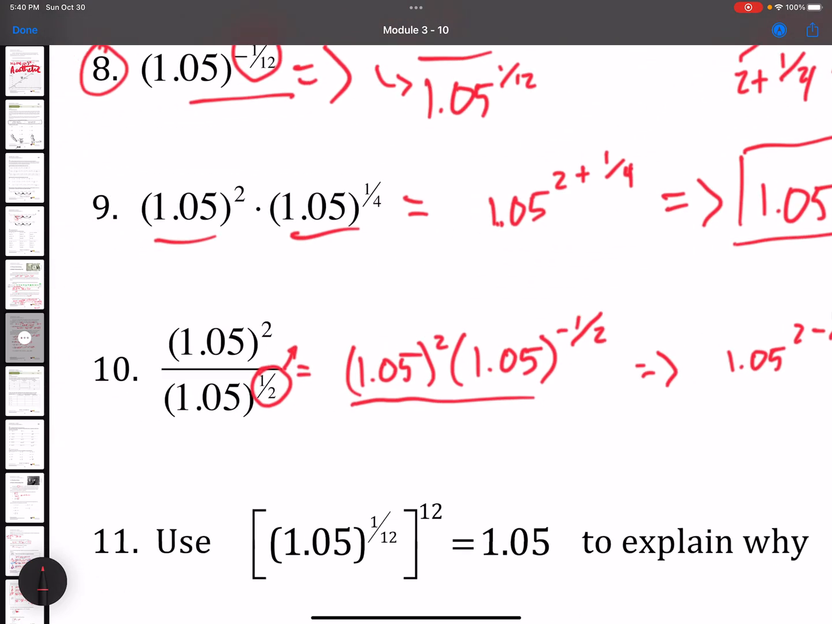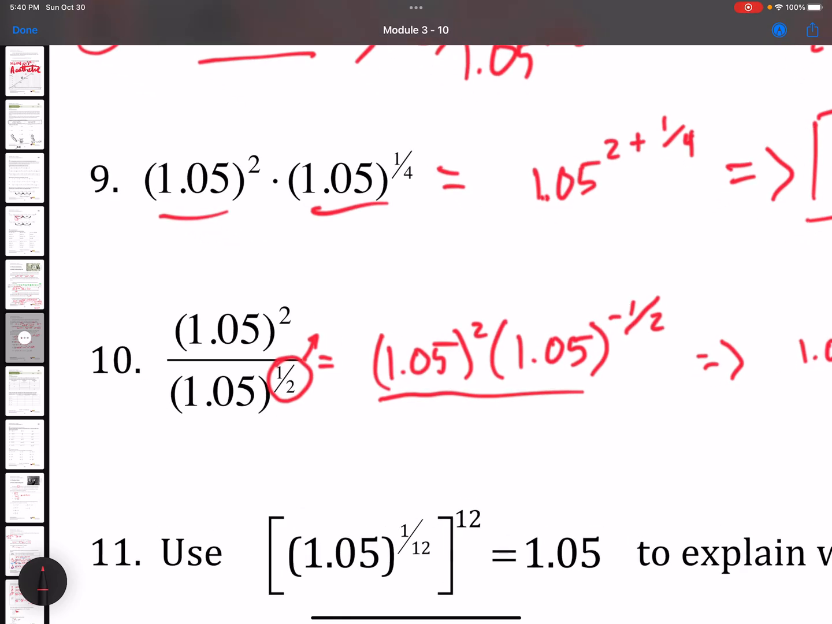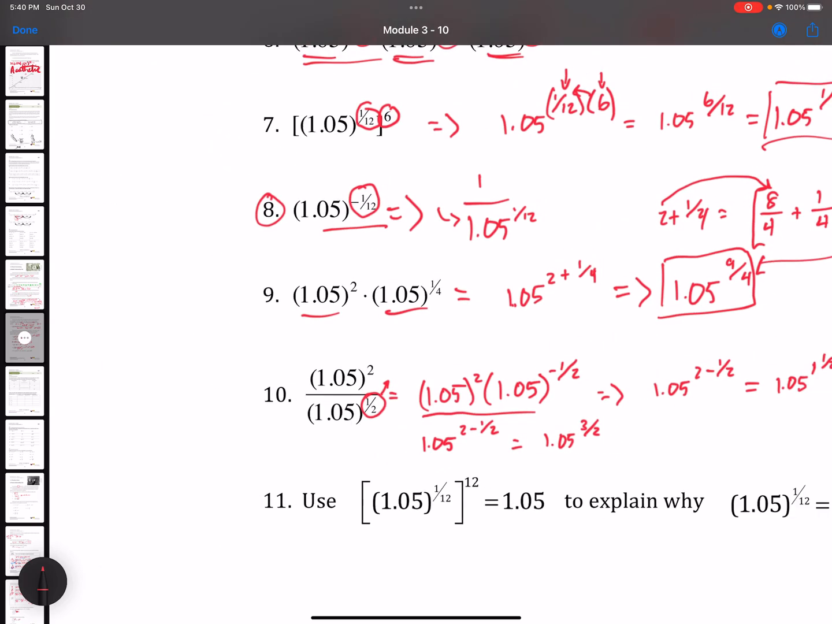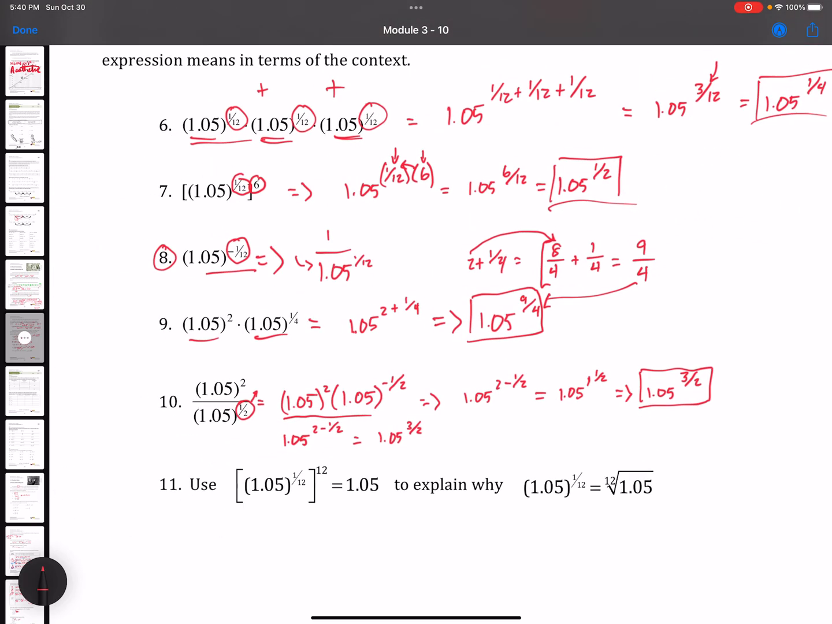Now, that's a way that we could have been a little creative if we didn't remember the rule that says if you have the same bases being divided, all you have to do is subtract the denominator's exponent from the numerator's, just like that. And that'll give us 1.05 to the 3/2. Okay? All right.